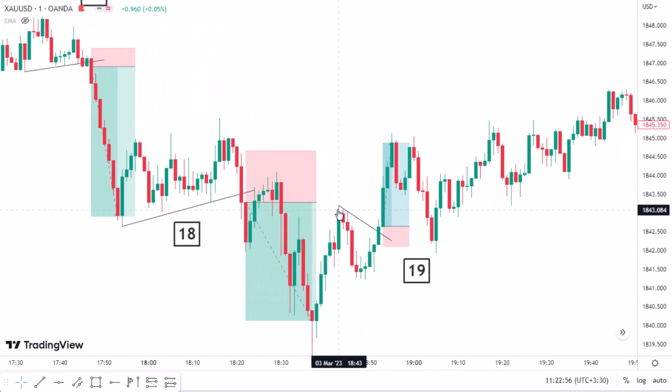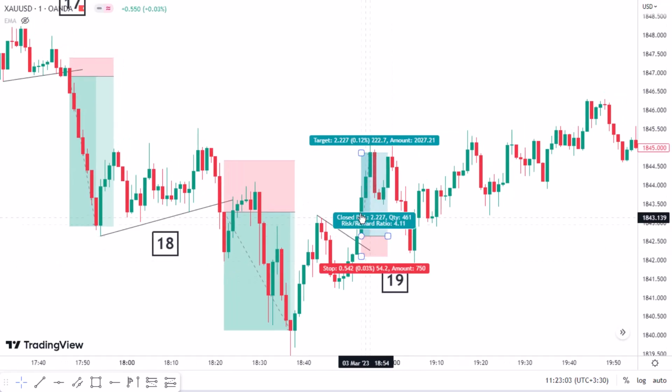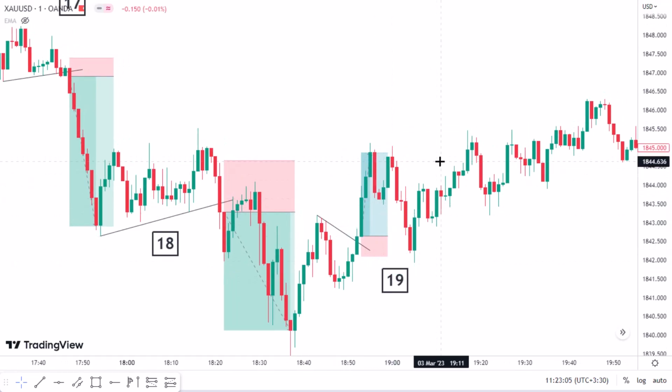On trade 19, we have a trend line with 3 touches. The first time it is broken here, we enter the buy position, put our stop loss below the candle, and it gives us a reward of 4.